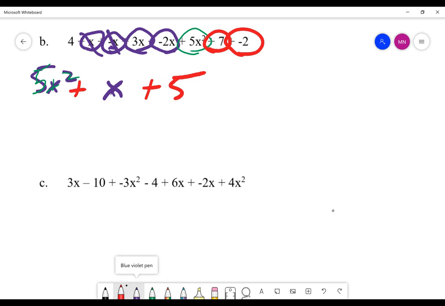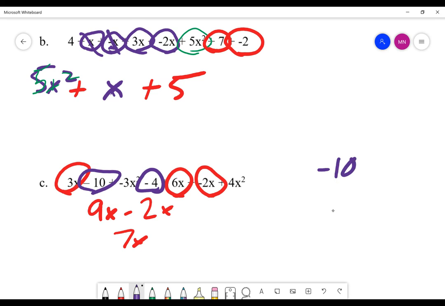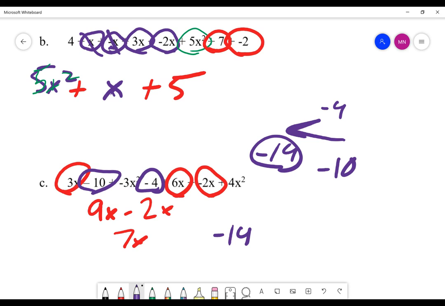All right, we've got to try one more here. So let's circle all the x's. 3x, 6x, negative 2x. So if we combine 3x plus 6x, that's going to give me 9x. And then I'm going to subtract that 2x still. So here I have 7x. And then over here I have negative 10 minus 4. Well, if I'm at negative 10, and then I go even more in the negative direction, 4 spots, I'm going to end up at negative 14. So minus 14 at the end.